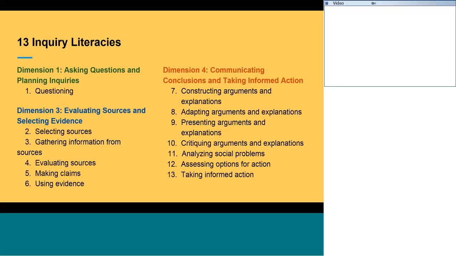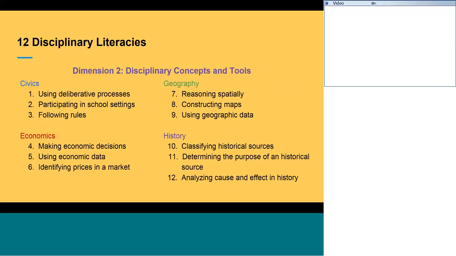Next slide, please. And then you can see here are the 12 disciplinary literacies, just broken out by content areas, so civics, economics, geography, and history. Basically shown here, each literacy is broken down by the 4 disciplines, and for more in-depth discussion of Dimension 2, please reference the webinar recorded on March 15th. And then we can go on to the next slide, please.